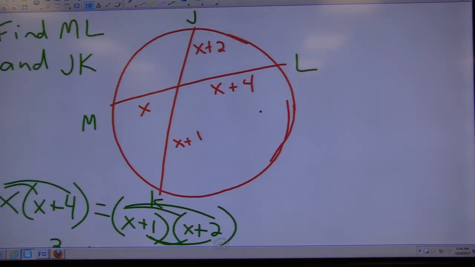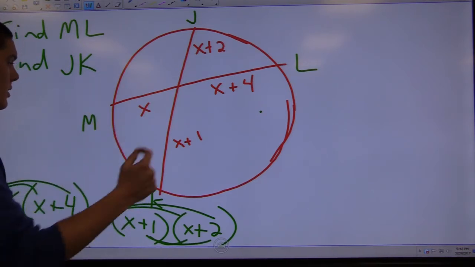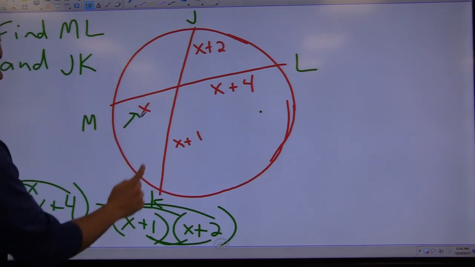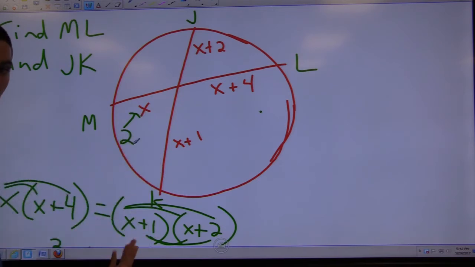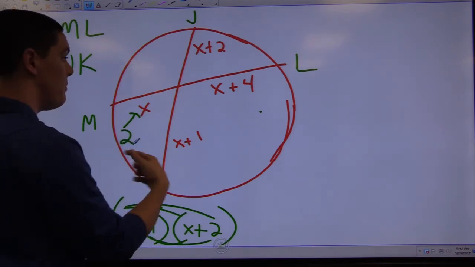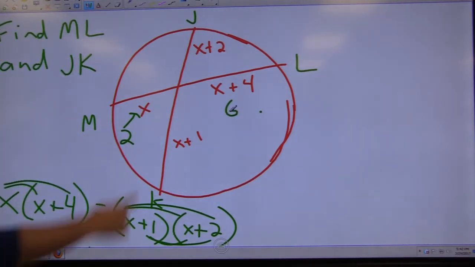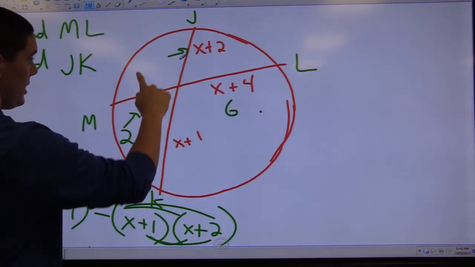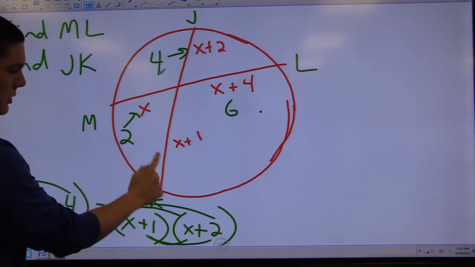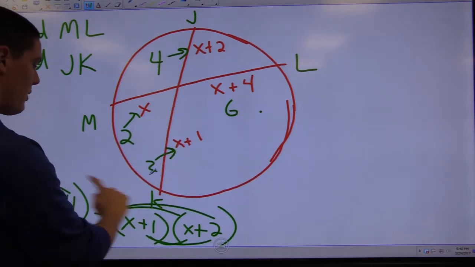Okay. So when we plug it back in, let's plug it into each one of them. So we said x was 2, right? So let's plug a 2 in there. So just x, 2. When I plug a 2 in here, it's going to give me 6. When I plug a 2 into there, it's going to give me a 4. And when I plug a 2 in here, it's going to give me a 3.